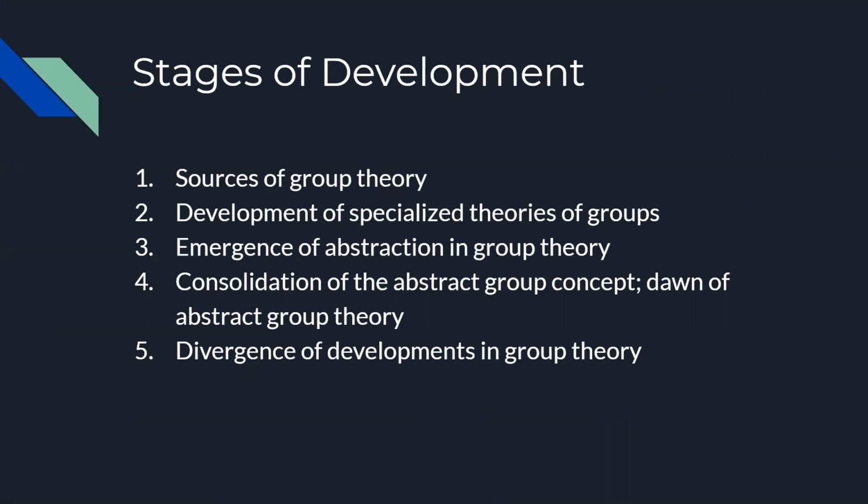In the main article that I read, called The Evolution of Group Theory, a brief survey by Israel Kleiner, presented the development through 5 stages that I will be discussing today. The stages are sources of group theory, development of specialized theories of groups, emergence of abstraction in group theory, consolidation of the abstract group concept, dawn of abstract group theory, and divergence of developments in group theory.